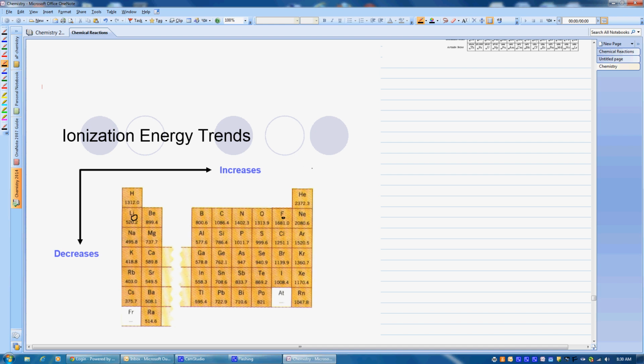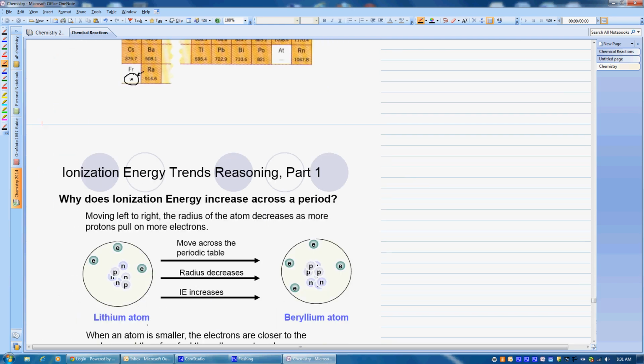So the energy increases as you go across. It's more difficult to take away an electron that's closer to the nucleus. And then as we go down, again down at the bottom, these are going to be much larger. So our electrons are going to be further away from our nucleus here. So these are going to be easier to take away. So the energy decreases as we go down because our atoms get larger. Okay, so that's how ionization energy works.